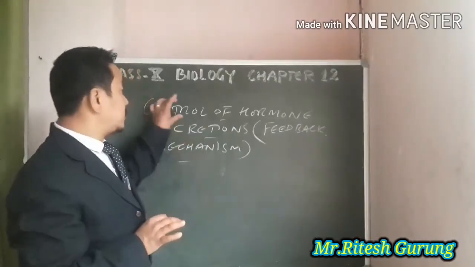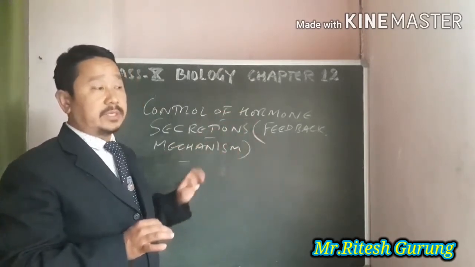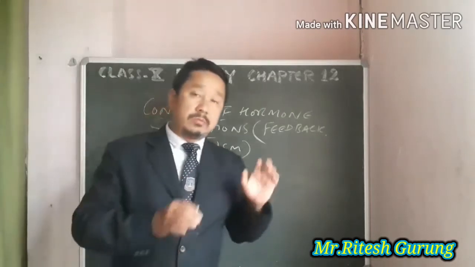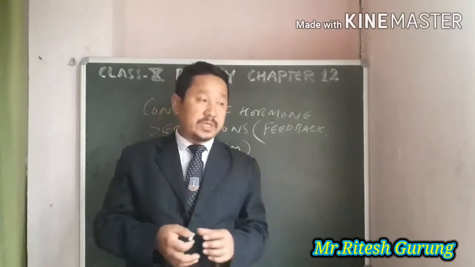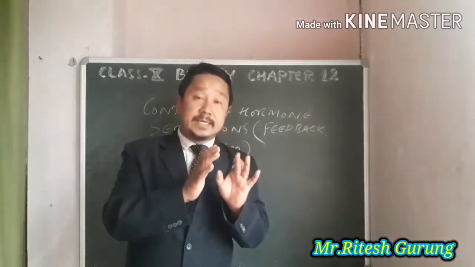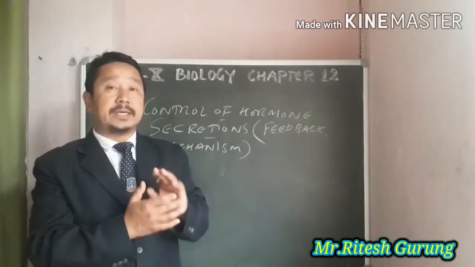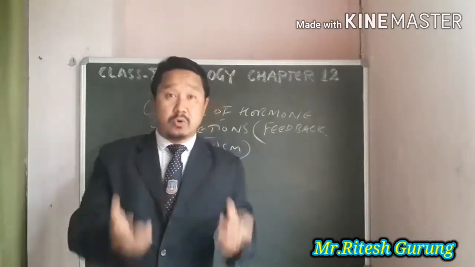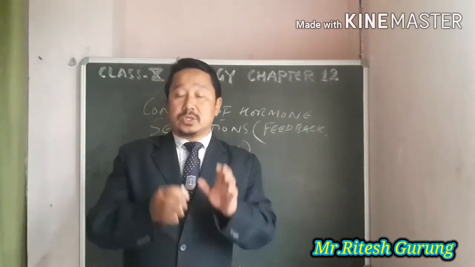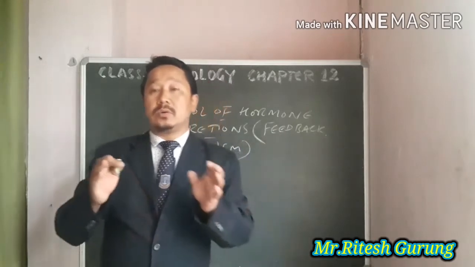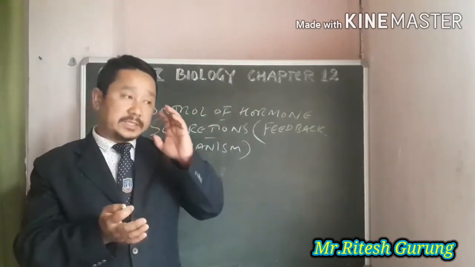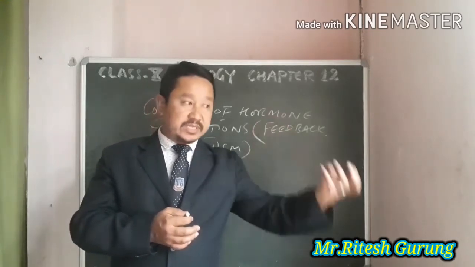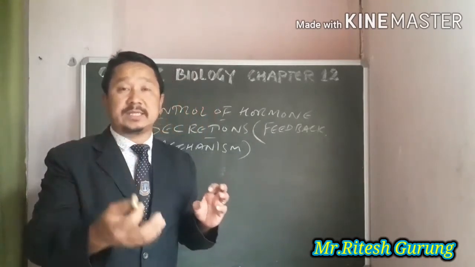Okay, now we have control of hormone secretions, or feedback mechanism, the last portion of this chapter, which is also there in your syllabus. Actually, this is a system in the body: if there is an increase in the secretion of some hormone, consequently the body activities are not normal, and the body as a whole is not in the normal condition. So to check it, a message, an order, is formed in the system that the secretion of the hormone will now be decreased. In the first case it was increasing, and consequently the problem was seen in the body activities.